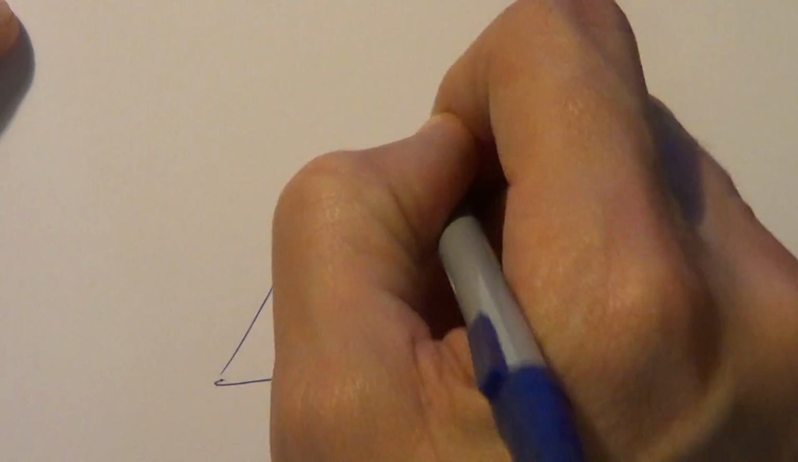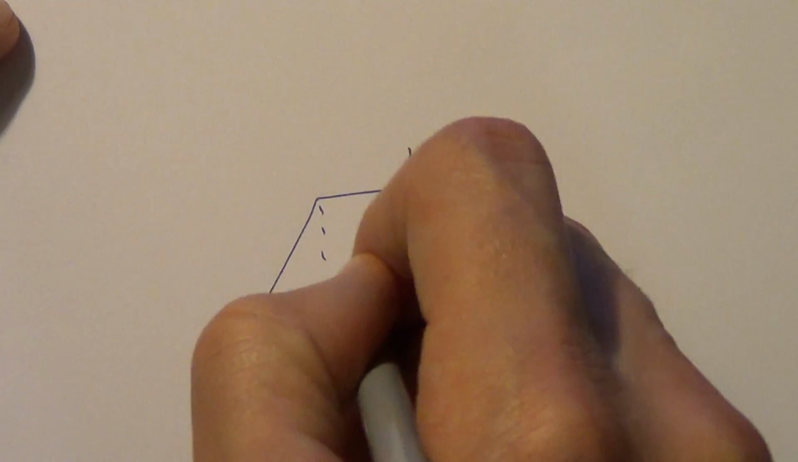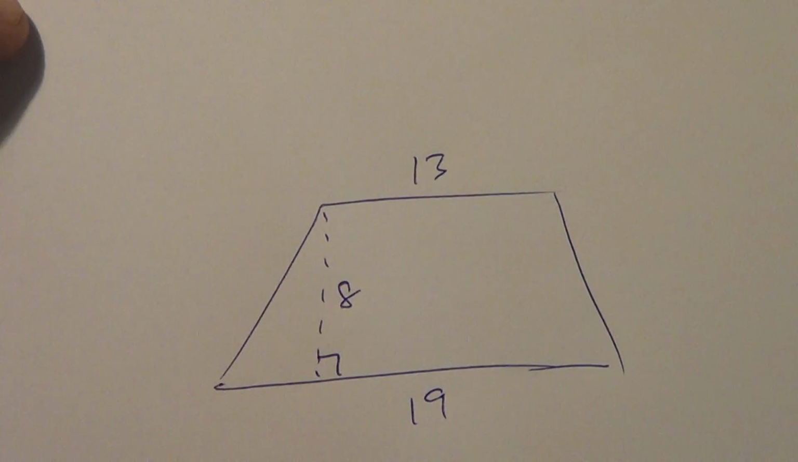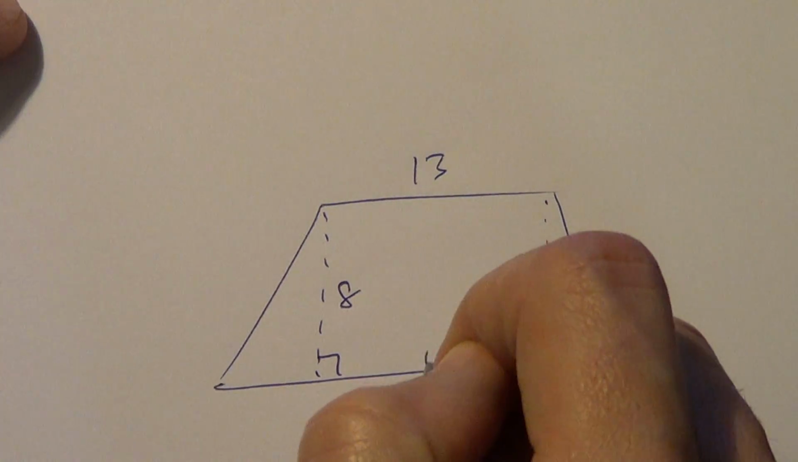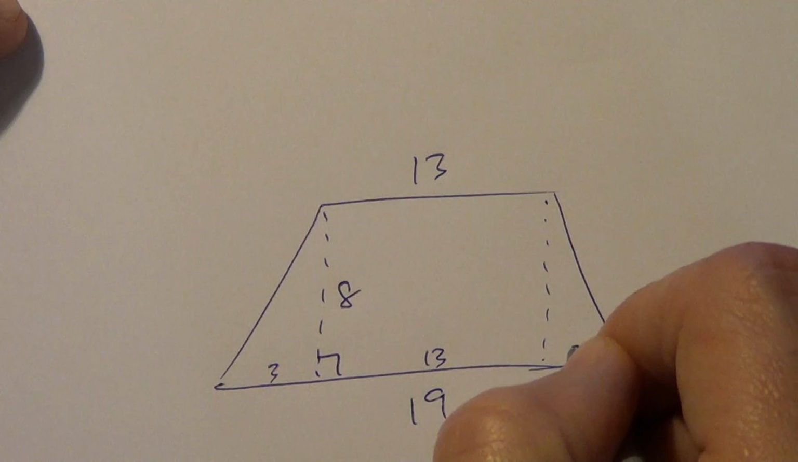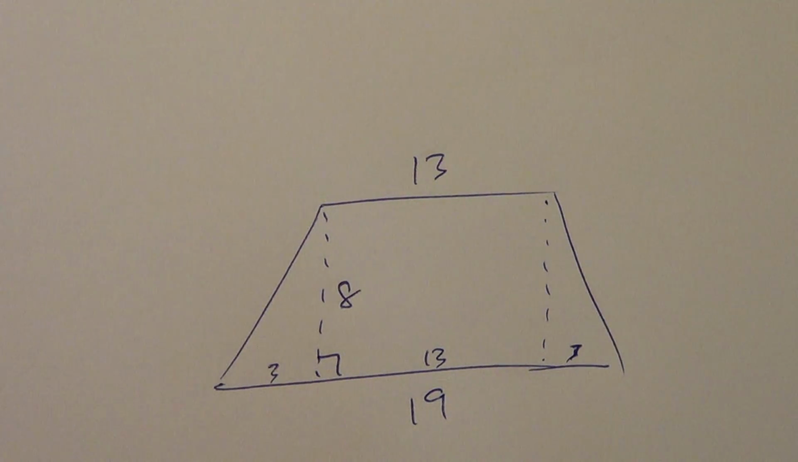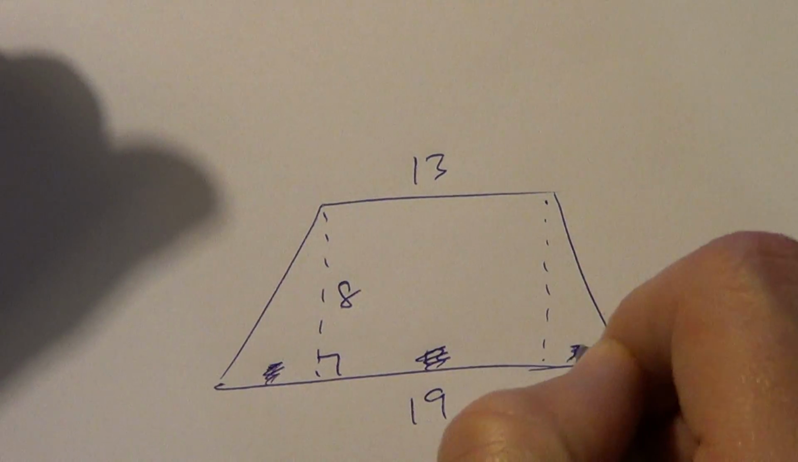So we got a 13, right angle, 8, 19. Now we could figure out isosceles. This would have to be 13, 19 minus 13, 6, split evenly, 3 and 3. We don't really have to do that, but that is true. But we don't even need the 3 and the 13 and the 3 in order to solve this.